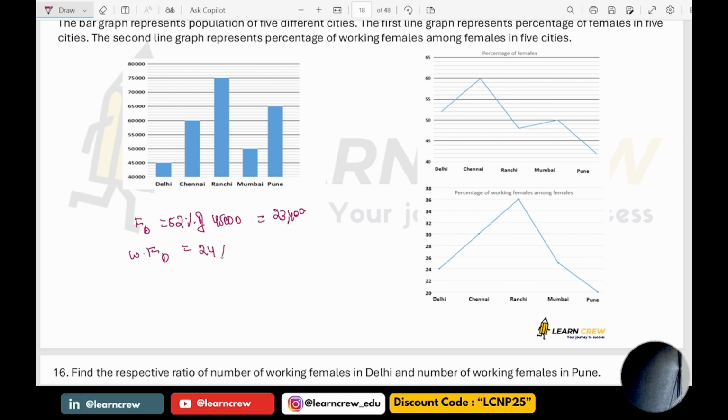24% of 23,400, which is 5616. So that is the total number of females in Pune.